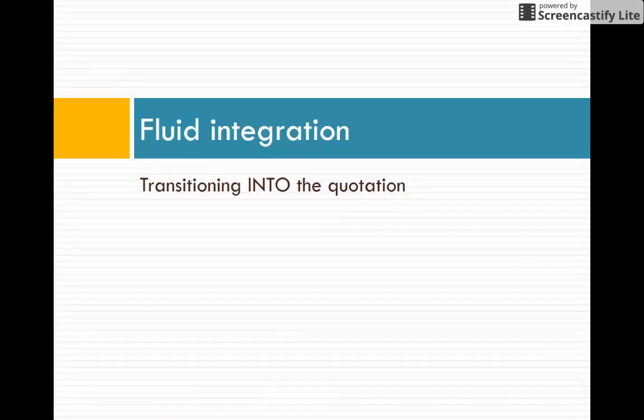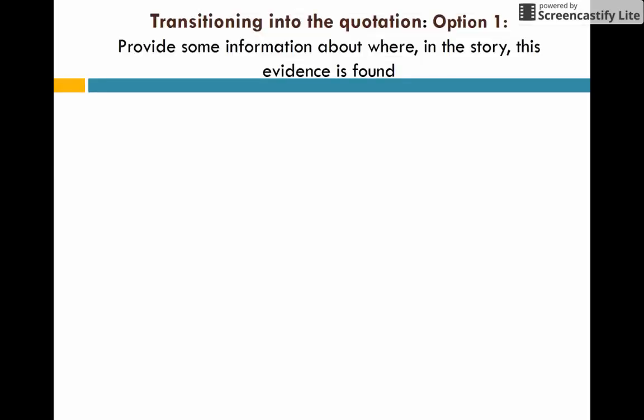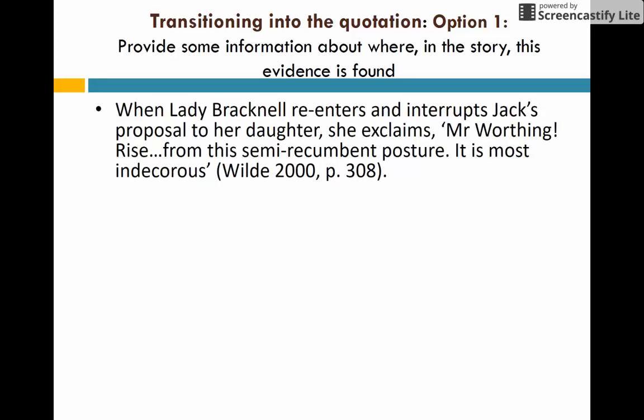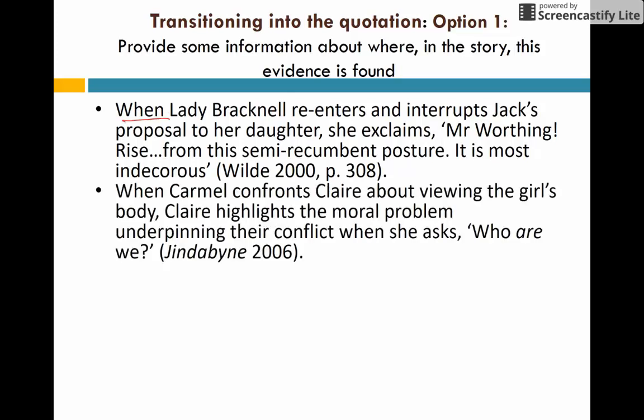Now, transitioning into the quotation, how to make this fluid and smooth. You've got a few things that you can do. Option 1 is to provide some context, some information about where in the narrative that particular piece of evidence is found. It lets the reader get their head around what you're talking about and where that happened. Some examples. When Lady Bracknell re-enters and interrupts Jack's proposal to her daughter, she exclaims, "Mr. Worthing, rise from this semi-recumbent posture. It is most indecorous." So we have a sense of when this happens in the play.